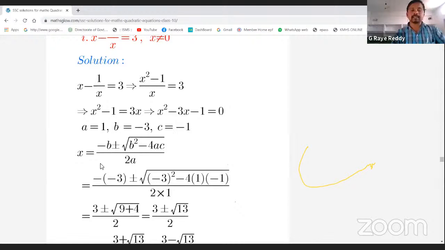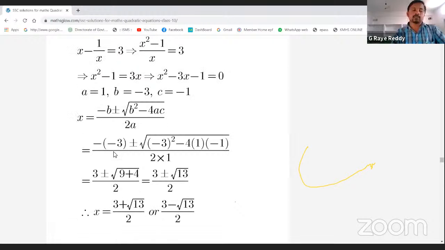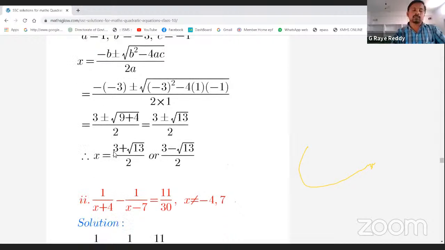As we know the formula, x equal to minus b plus or minus under root b square minus 4ac by 2a. That is the formula for the roots of a quadratic equation. So minus of minus 3, plus or minus under root minus 3 whole square minus 4 into 1 into minus 1, by 2 into 1. So 3 plus or minus under root, minus 3 whole square is 9, plus 4, that is 9 plus 4, which is 13. So 3 plus or minus under root 13 by 2.